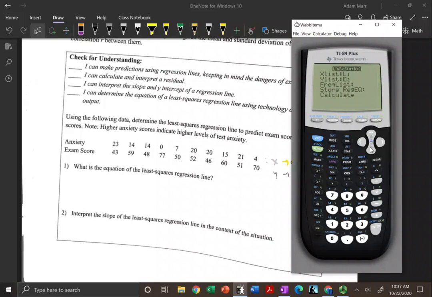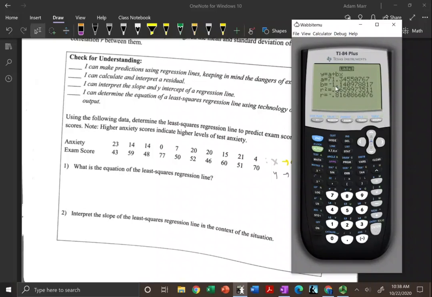Okay, and if you want to, remember I told you about store regression equation. That will put it in my y equals if we're ever going to graph. So you just go to vars, go to y vars, press enter under function, and press enter for y1. That's going to store the regression equation in y1. All right, so there we have it.